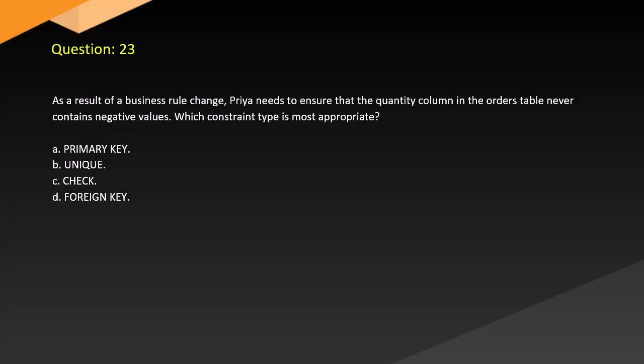Question 23. As a result of a business rule change, Prayer needs to ensure that the quantity column in the orders table never contains negative values. Which constraint type is most appropriate? A. Primary key. B. Unique. C. Check. D. Foreign key.